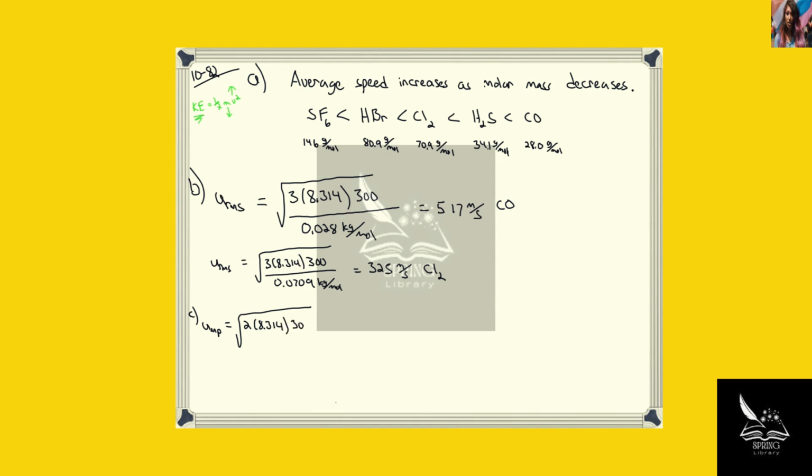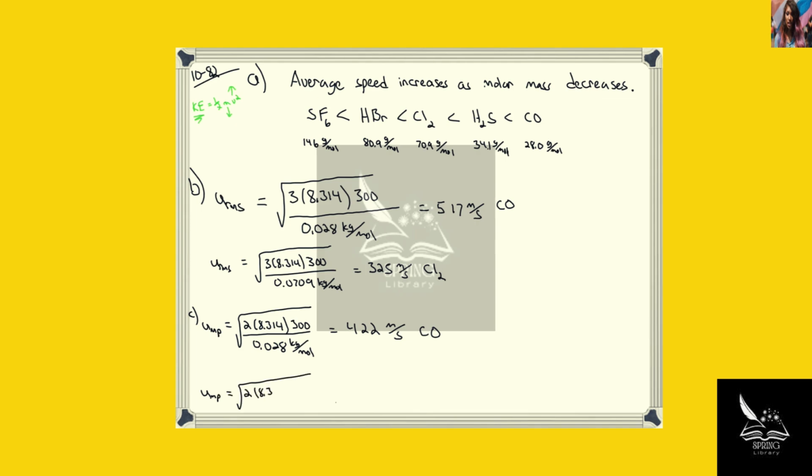So it'll be 2 times the same R value, 8.314, multiplied by the same temperature. They're requesting it also at 300 Kelvin, divided by the molar mass, still in units of kilograms per mole, 0.028 kilograms per mole for carbon monoxide. And we get a value slightly less than what we had up here, 422 instead of 517.